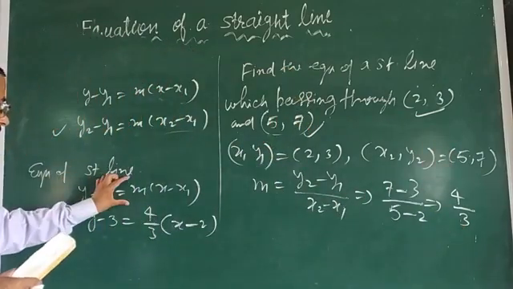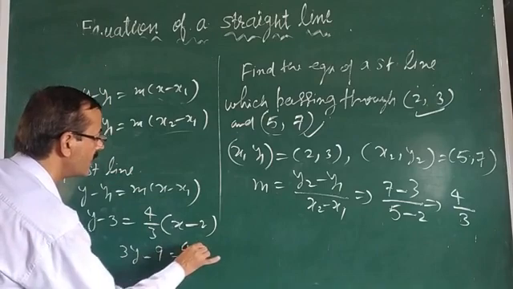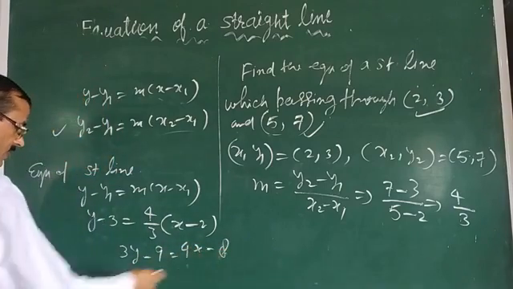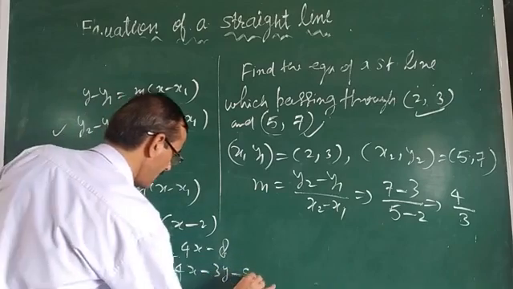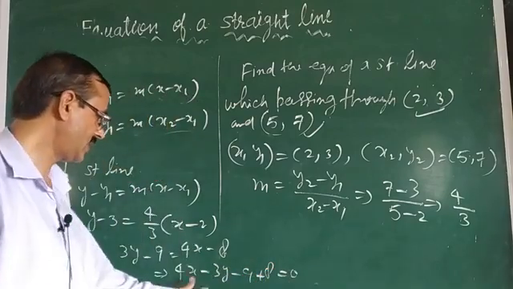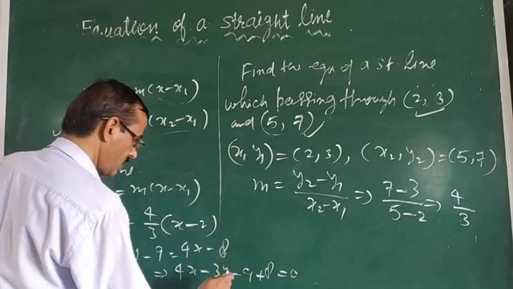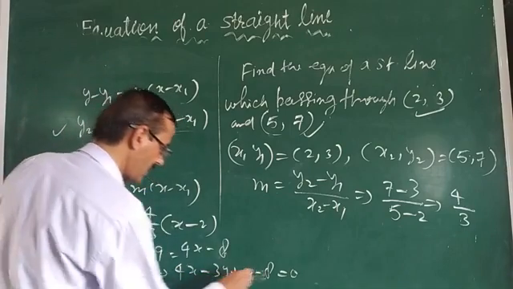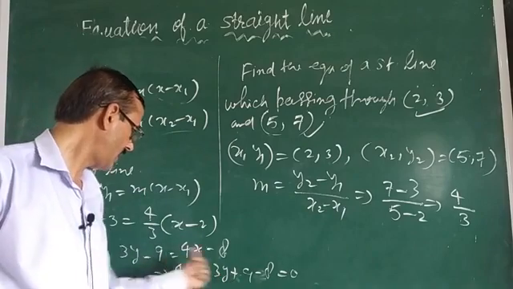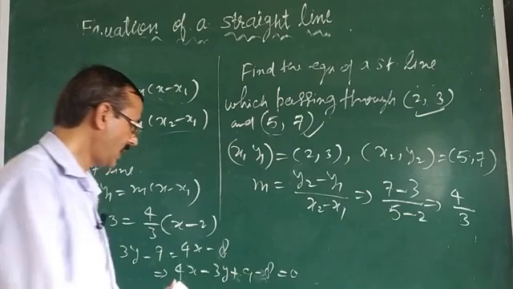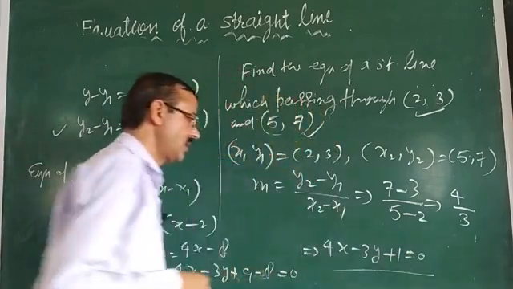Then you have to substitute in the formula y minus y1 is equal to m times x minus x1. Then you simplify: 3y minus 9 is equal to 4x minus 8. Then transfer: 4x minus 3y minus 9 plus 8 is equal to 0. Simplify: taking this side to that side, 4x minus 3y, minus 9 becomes plus and minus 8, equal to 0. 9 minus 8 is 1, so we can write 4x minus 3y plus 1 is equal to 0. This is the equation of the straight line.